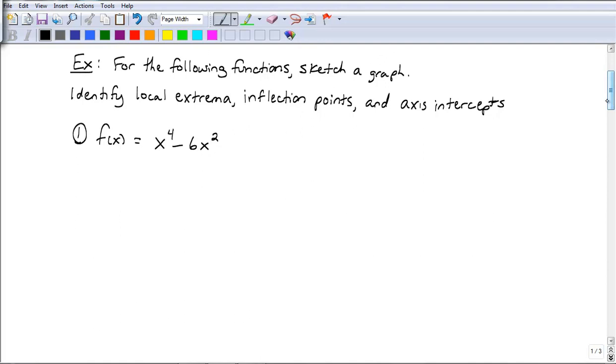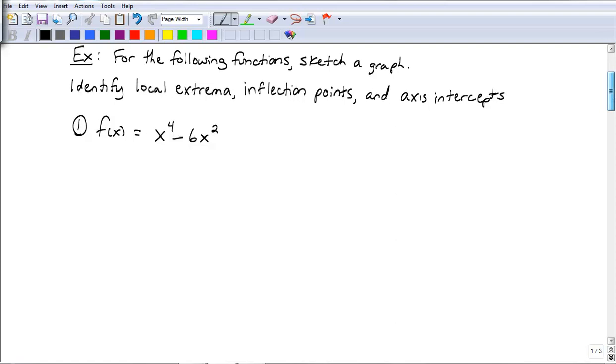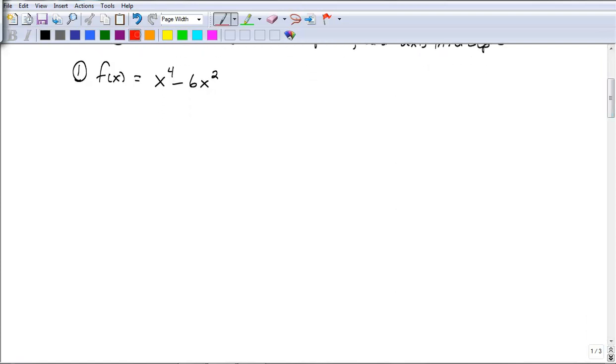So in all these problems, we're going to find the axis intercepts, and we're going to figure out the extreme values, the inflection points, where it's increasing, decreasing, all those things. And we start off with x to the fourth minus 6x squared. The first thing we find are the axis intercepts, and that's the x and y intercept. It's where we hit the x and y axis.